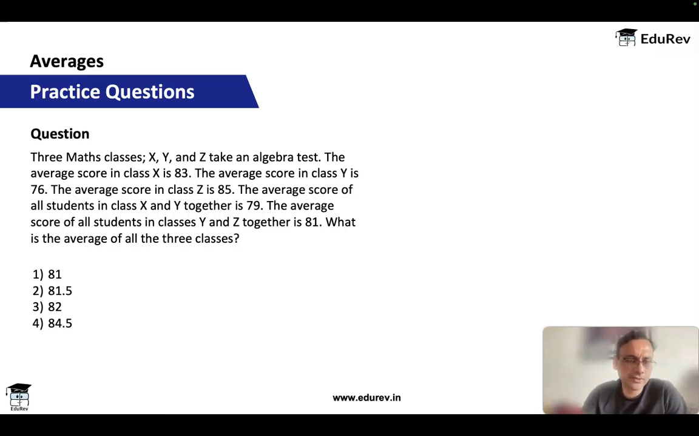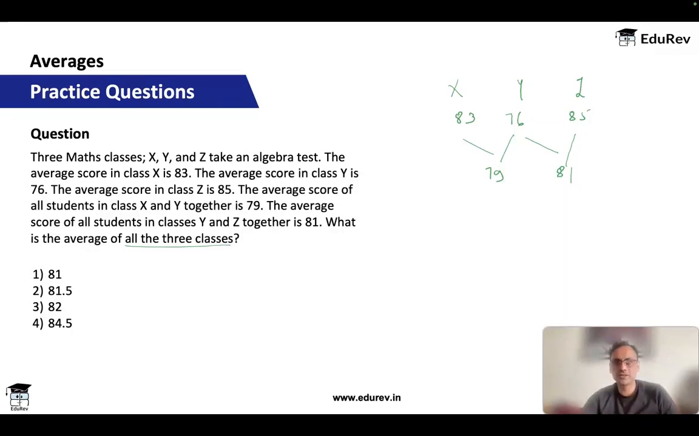This again is a nice question on the concept of weighted average. So 3 maths classes X, Y, Z take an algebra test. The average scores are 83, 76 and 85. The average score of X, Y together is 79 and Y, Z together is 81. What is the average of all the 3? So we have the first average, the second average, and now we want to know the final average. This is a great question which explains the concept of weights. And there's a diagonal method, the diagonals that I've drawn, to calculate this, which we will discuss during alligations.